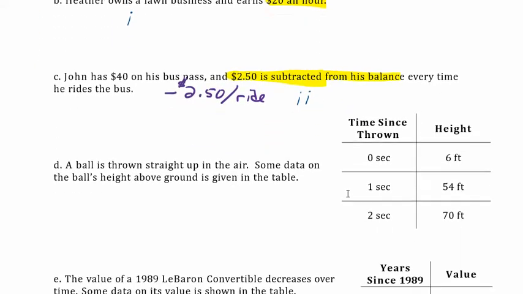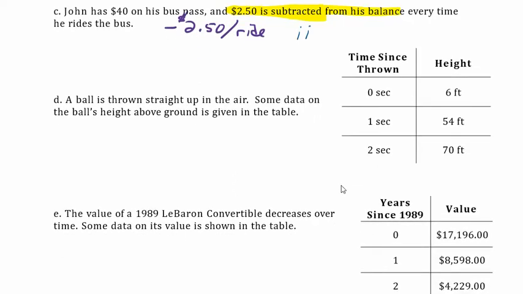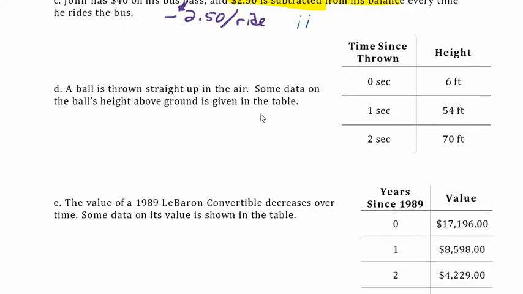Okay, D. A ball is thrown straight up in the air. Some data on the ball's height above the ground is given in the table. So let's take a look. Let's first check for linear. To check for linear, we would want to see if this is increasing or decreasing. It looks like it's increasing. So 6 feet to 54 feet, that's an increase of 48 feet. And this is an increase of 16 feet. So that's not a constant increase. So it's not linear.